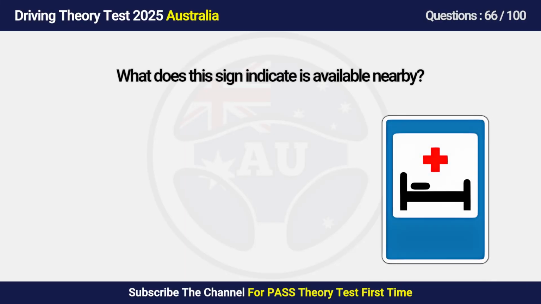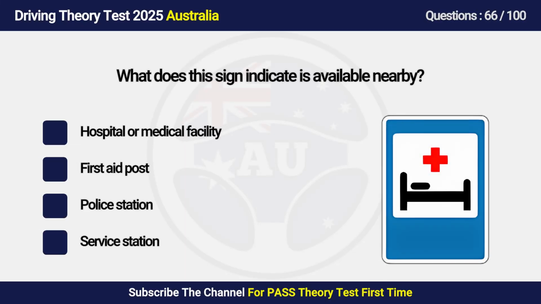Question 66. What does this sign indicate is available nearby? A, hospital or medical facility. B, first aid post. C, police station. D, service station.